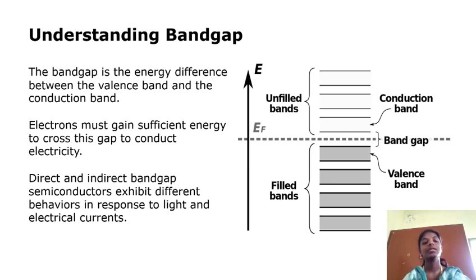Understanding band gap. The band gap is the energy difference between the valency band and the conduction band. Electrons must gain sufficient energy to cross this gap to conduct electricity. Direct and indirect band gap semiconductors exhibit different behaviors in response to light and electrical currents. Here is the conduction band and here is the valency band. The difference between these distances is known as band gap.